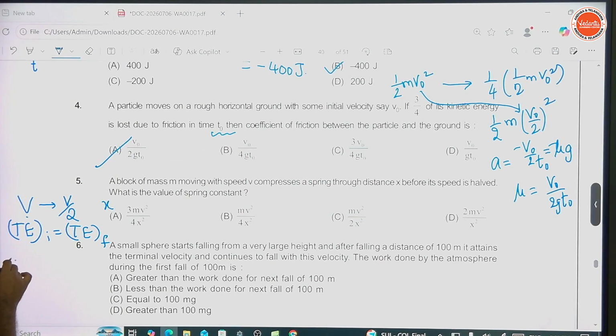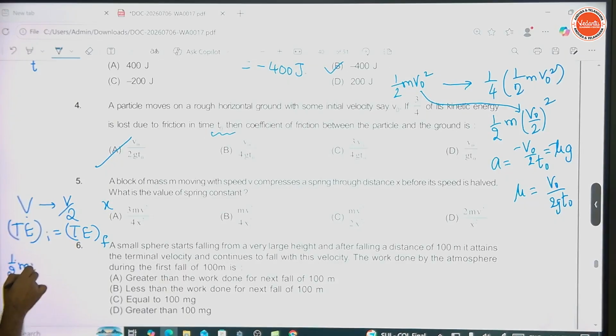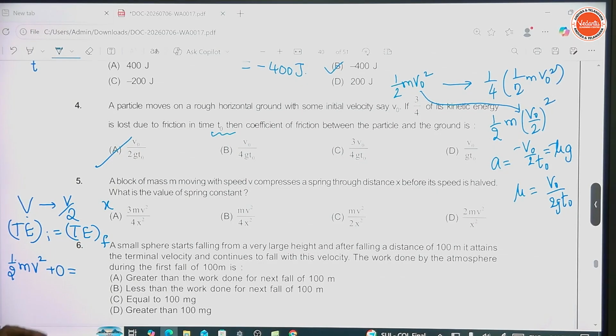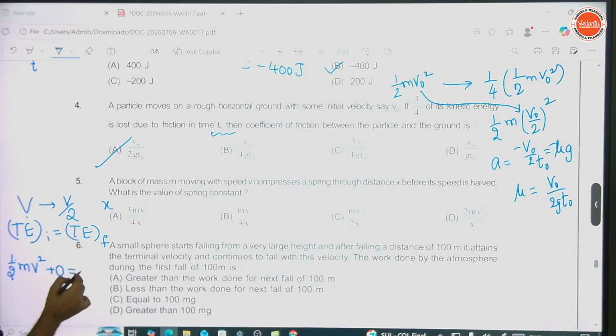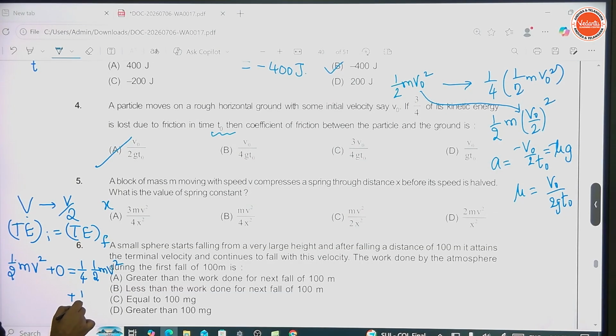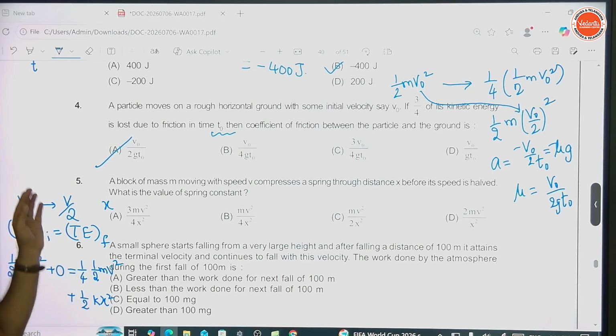So kinetic energy initially is half m v square, and spring energy initially is 0, which is equal to, what is the final kinetic energy here? Velocity has become half, so kinetic energy will become 1/4 of this half m v square. And what about the spring energy? Half k x square. So just bring this term onto this side and find out what is the value of k. Clear? Right.